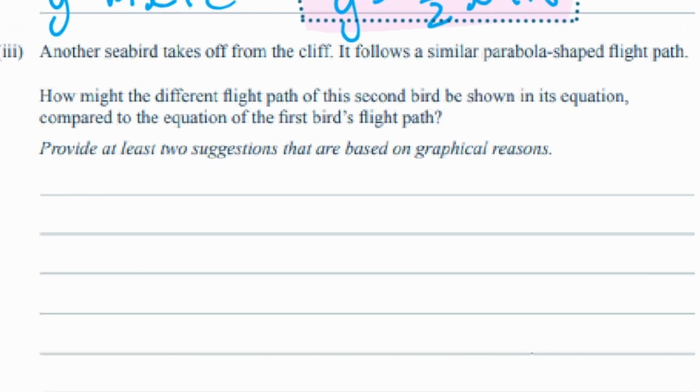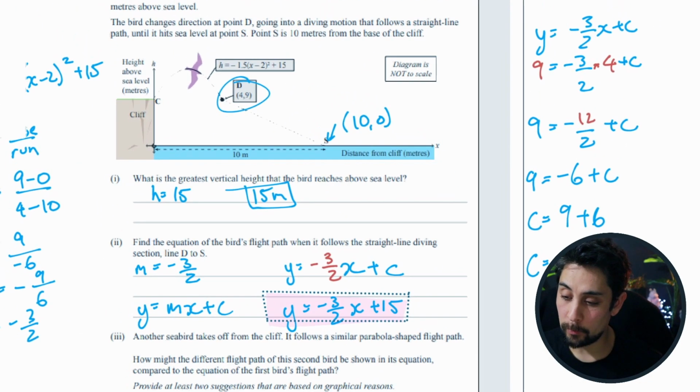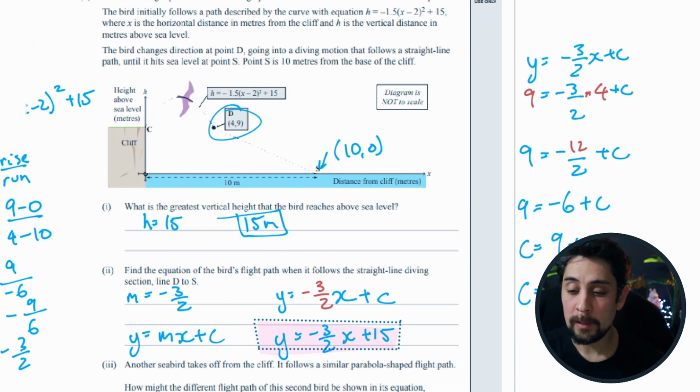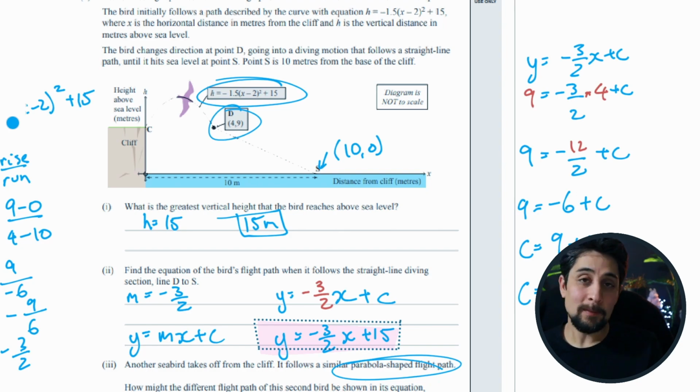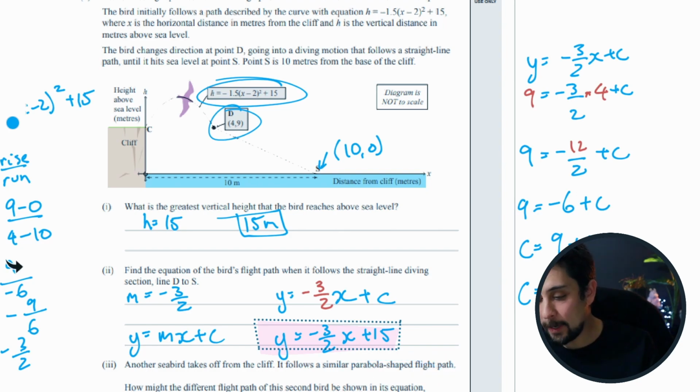Okay, next up, another seabird takes off from the cliff. It follows a similar parabola-shaped flight. How might the different flight path of the second bird be shown in the equation compared to the equation of the first bird's flight path? Okay, so the first bird's flight path is determined by this, and I think we're just talking about the parabola. Yes, it follows a similar parabola-shaped flight path.